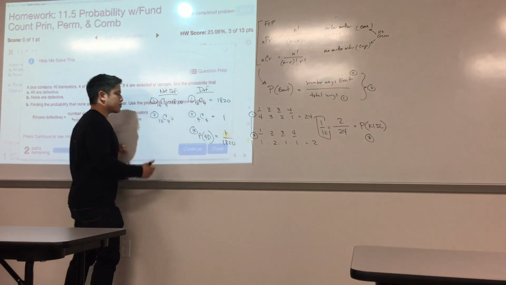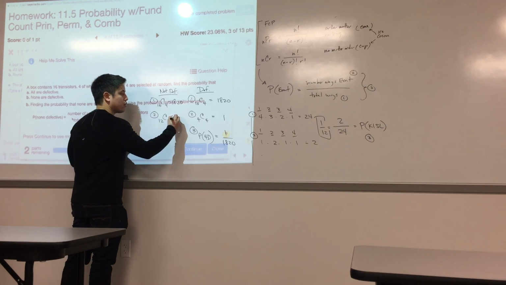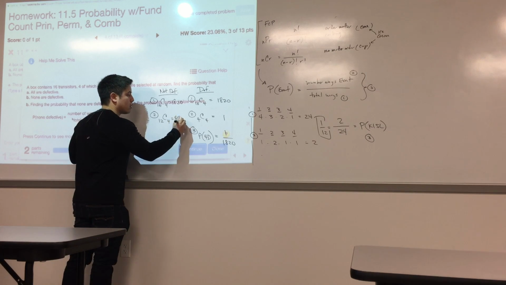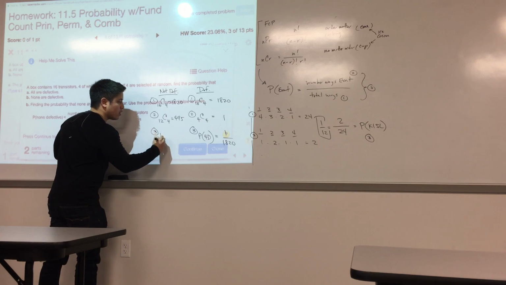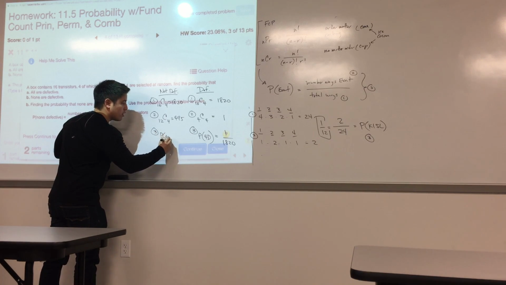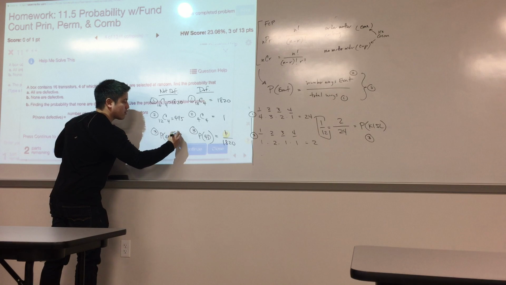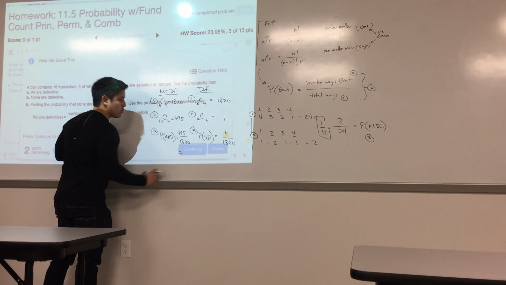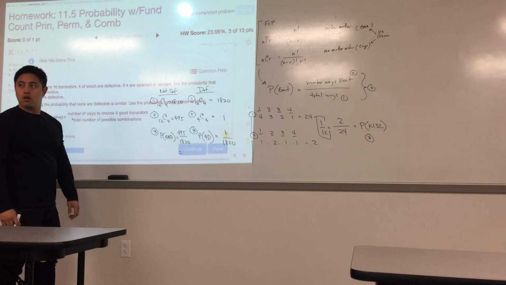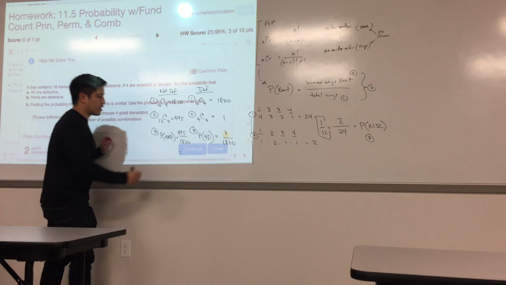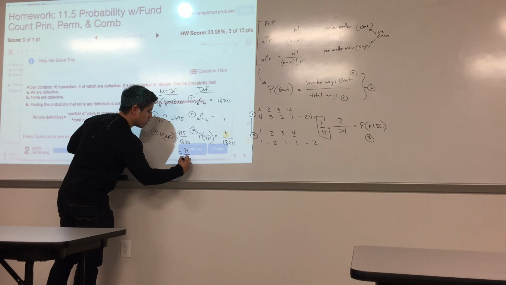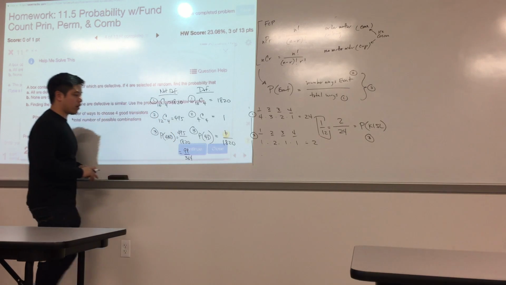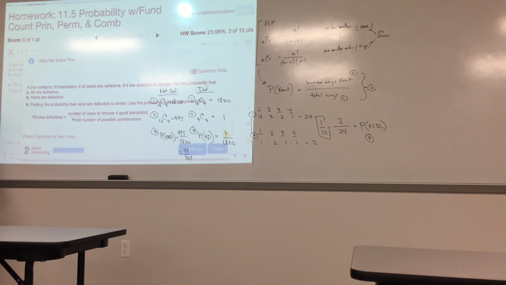What is that? 495? And so the probability of getting 4 not defective is 495 over 1820. I definitely think that this can be reduced. So about 5 is 99 over 364. 99 over 364. I don't know if we can go any further. I think that's it. Anyways, you guys get the idea, right?